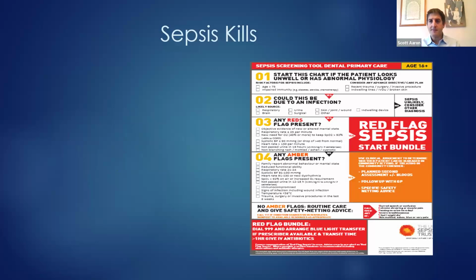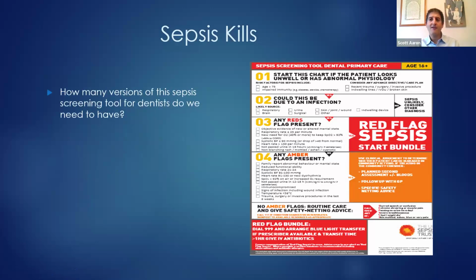So sepsis kills. And I hope everyone's got these red posters up in their practices from the Sepsis Trust. You can download them. How many versions do we have? It used to be 2. The answer is now 5. There is one for adults, one for ladies who are pregnant, one for the under 5s, one for 5 to 11, one for 12 to 15. You need to know there are different age groups because nobody's going to remember all of that. It tells you what to do.